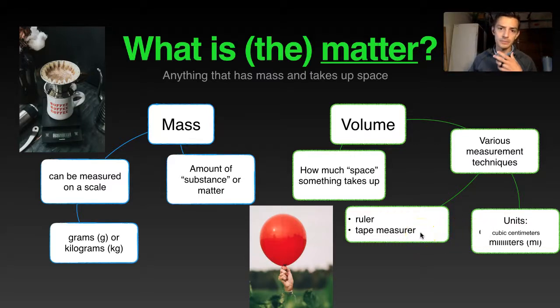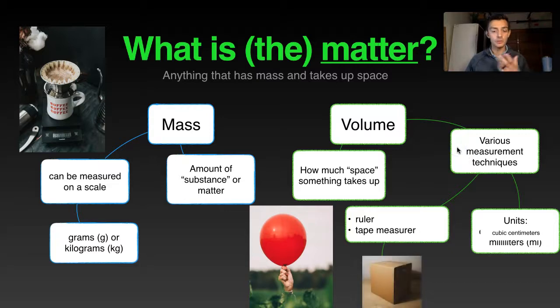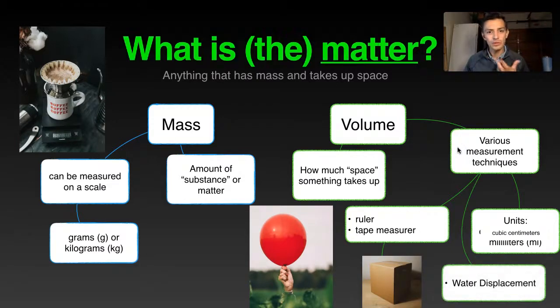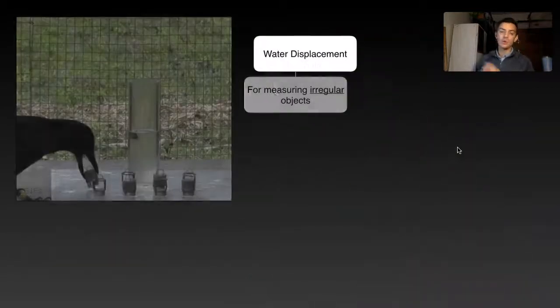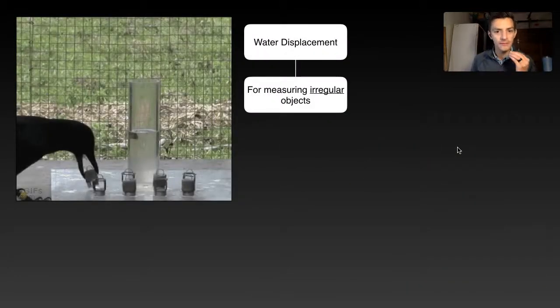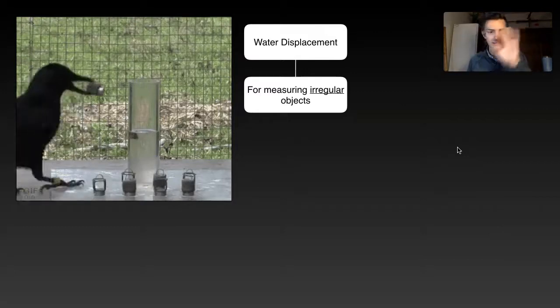We'll use different ways of measuring how big something is. You can use a ruler or tape measure to figure out how much volume something takes up. If I wanted to see how much volume this keyboard took up, I could measure its different dimensions and tell you its length, width, and height, and I'd get you a volume. That's more like measuring a box. But what do you do for an irregular object? You'll use a process called water displacement, and this is pretty fun. Water displacement is a way to measure the volume of irregular objects, and I love this video here.